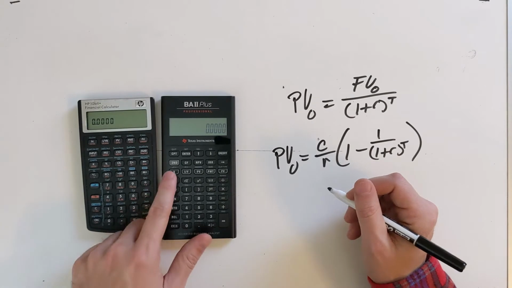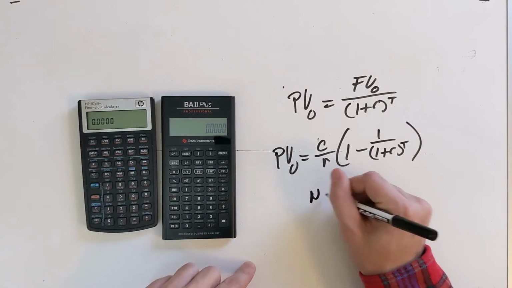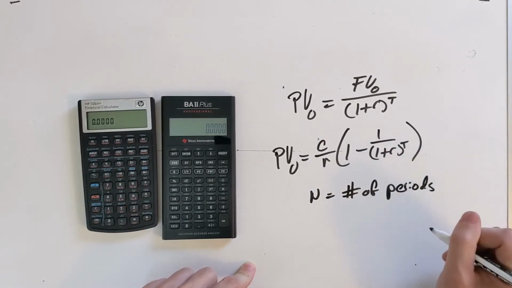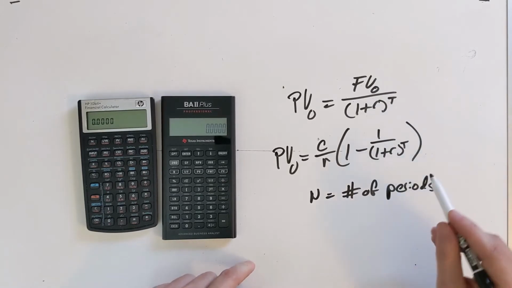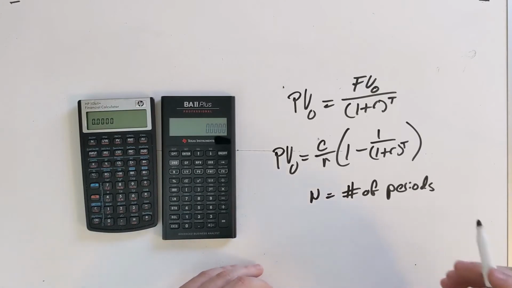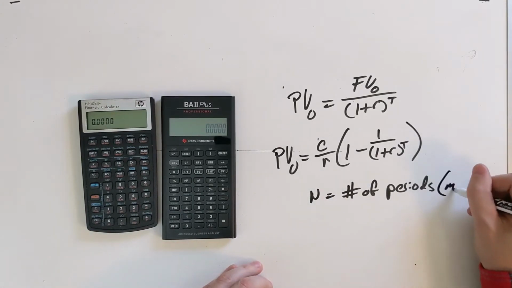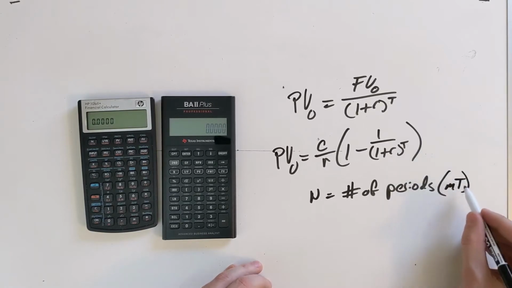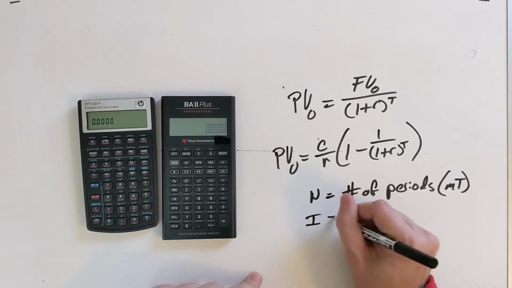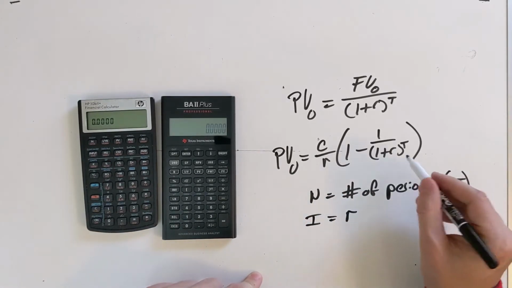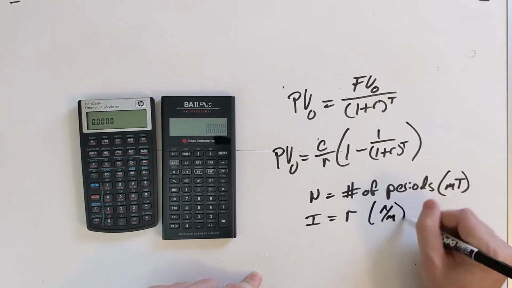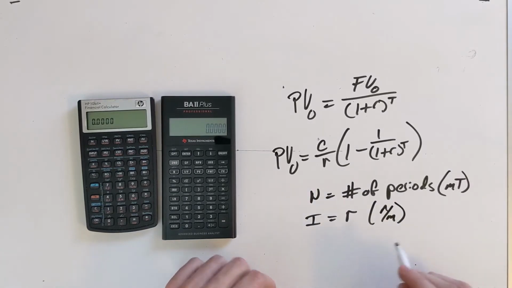So this N key, N is equal to the number of periods, which corresponds to the T. Now, the way I've got this arranged, whenever I set periods per year to 1, this basically turns out to be M times T, the number of compounding periods in the problem. That's what you put for N. The I is equal to R, and this is the periodic interest rate, so it might be R divided by M if you have more than one compounding period per year.